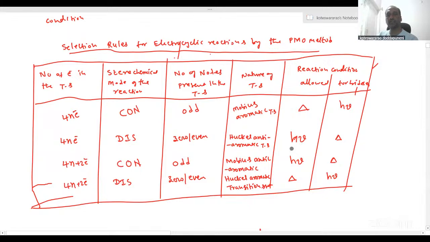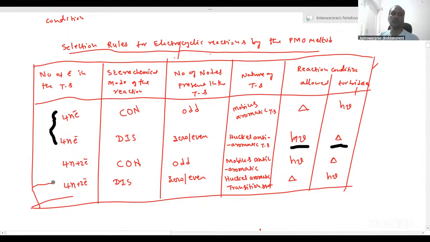The reaction is allowed under photochemical and it is forbidden under thermal condition. Next, this is the first type. Electrocyclic reactions involving 4n electrons have two stereochemical modes, conrotation and disrotation, and each stereochemical mode is different from the other. Conrotatory electrocyclic reaction is allowed under thermal condition. That means conrotatory electrocyclization takes place under thermal condition only. Disrotatory electrocyclization takes place under photochemical condition only.